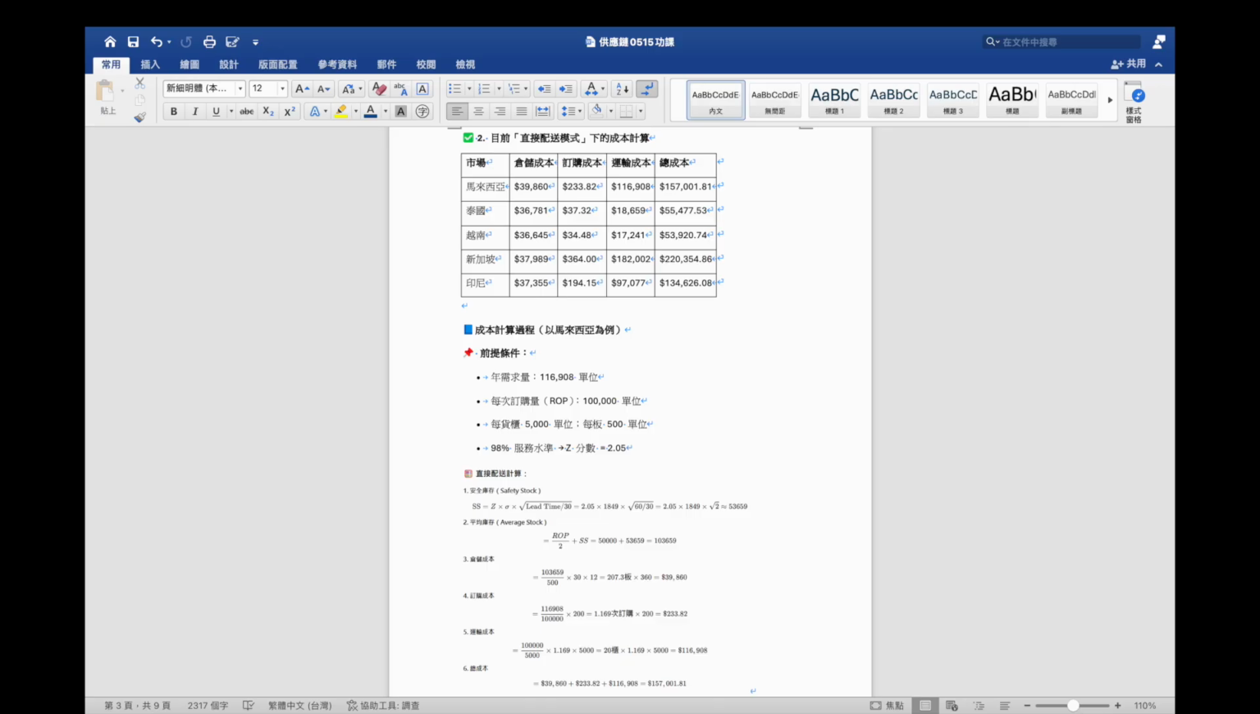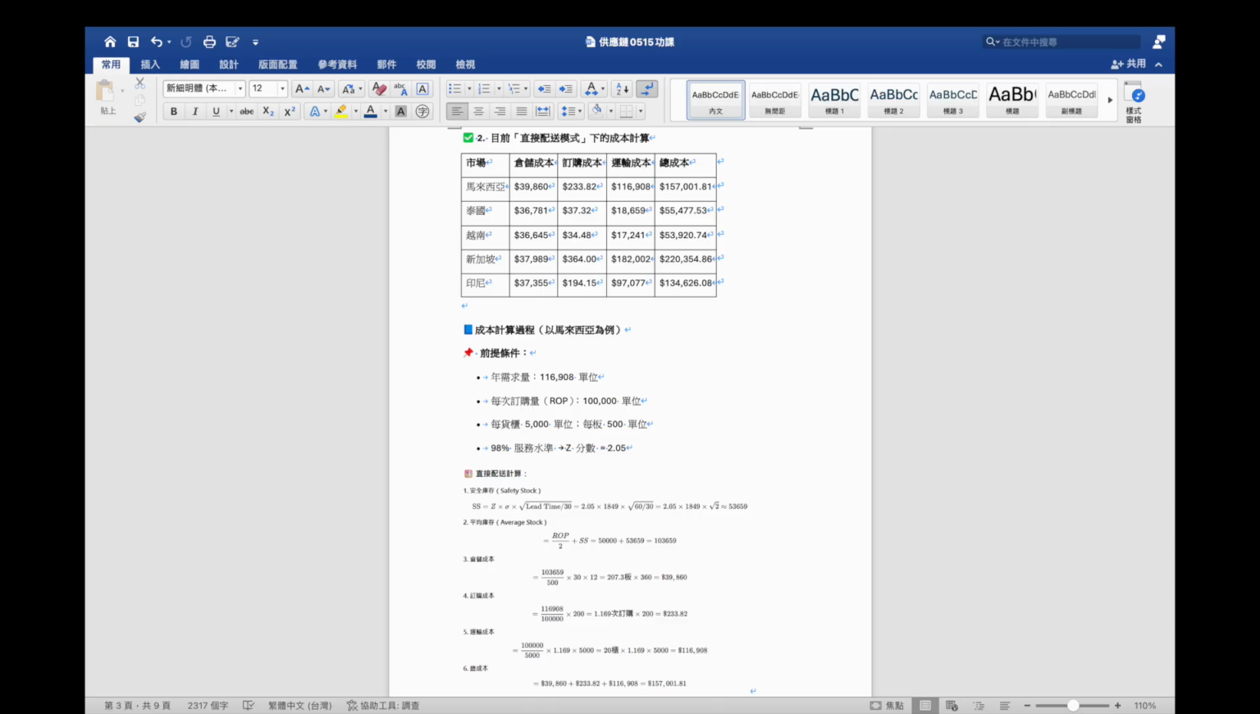After that, we can calculate the warehousing cost. We use average stock divided by 500, times 30, times 12, which is equal to 3,900,860. Next, we talk about ordering cost. We use annual demand divided by 100,000 and times 200, which is equal to 133.82.